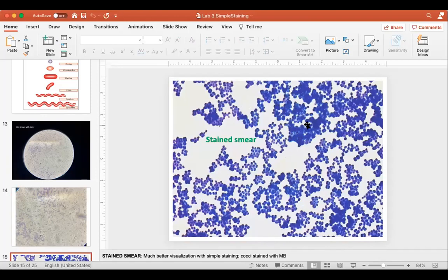Most of them are all clumped up together. But in a place like this, you can see one, two, three, four cells in a little square side by side. These cells are spherical. These are cocci. Coccus is the singular word and cocci is the plural. So they are a nice dark color because they've been stained with methylene blue.